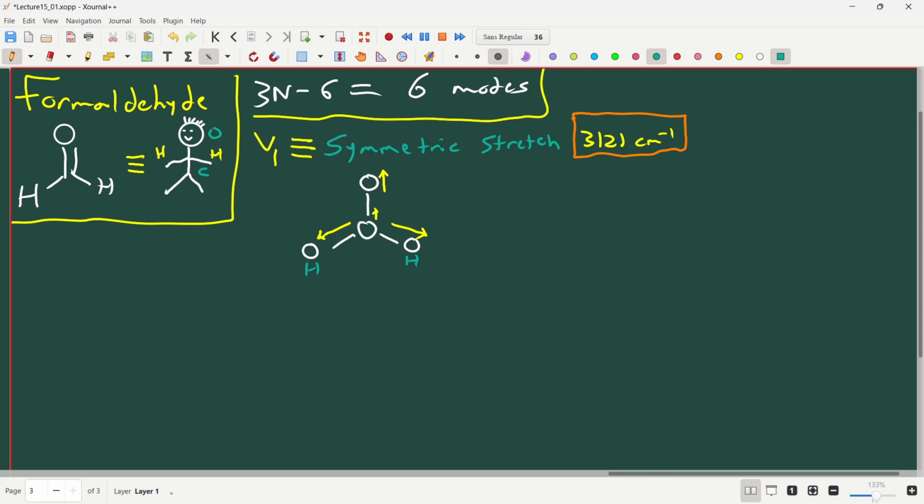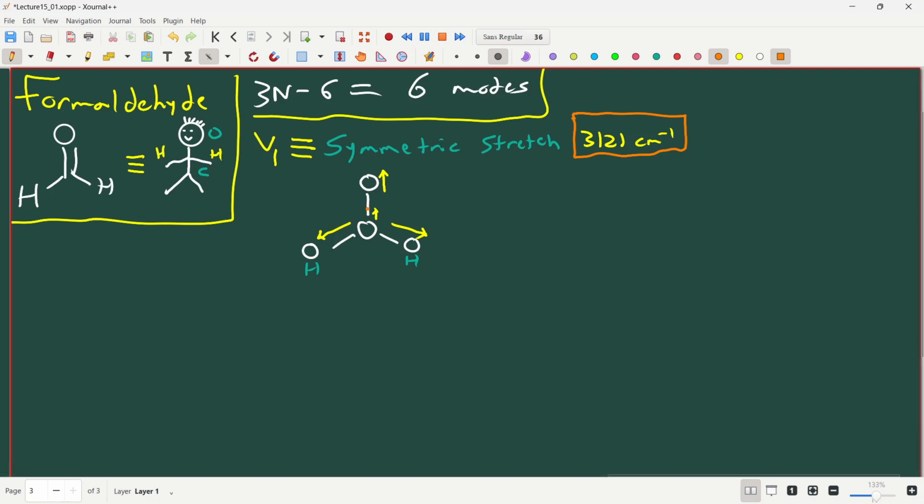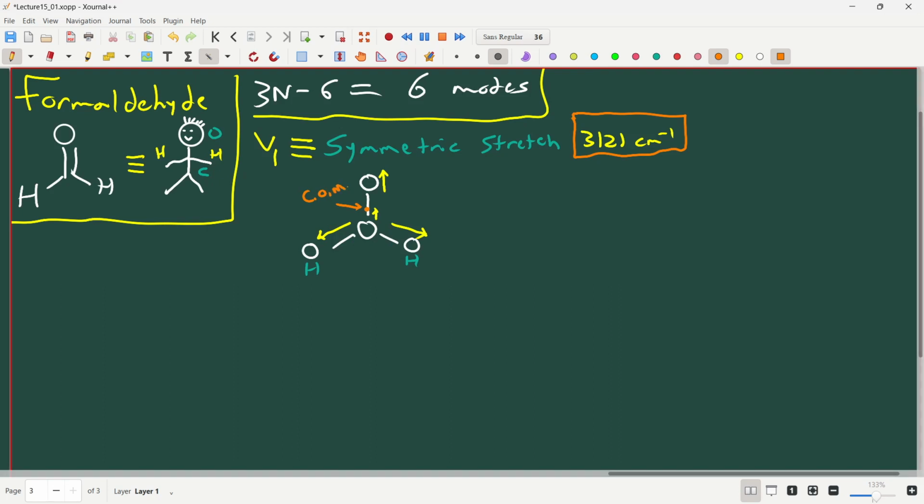Where's the center of mass in this molecule? Probably, let's see, we have 14 and a 16. It's probably right about here. Center of mass is about here. So as those hydrogens displace away in what we call a CH stretch, the oxygen also moves. Not by much.